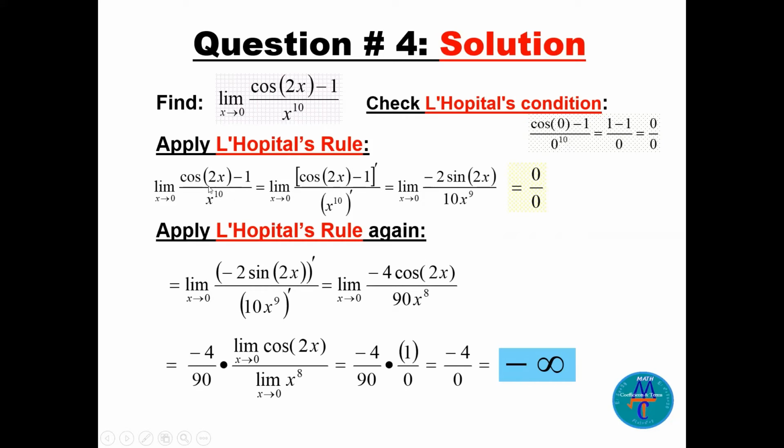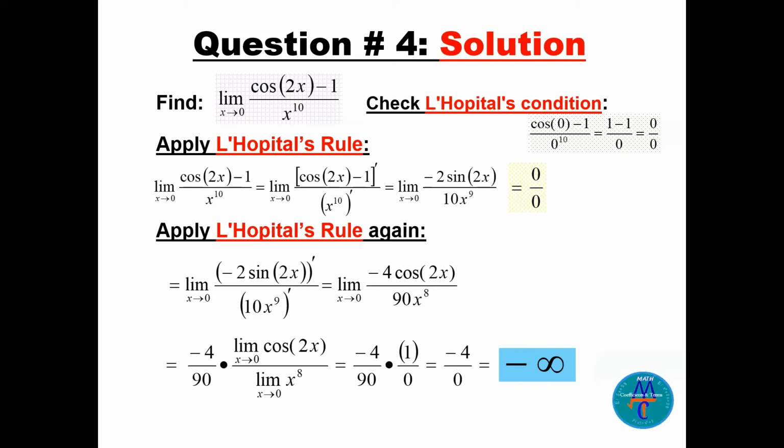So we find the derivative of the cosine of 2x, which is minus 2 sine of 2x, and the derivative of minus 1 is 0. The derivative of x to the power 10 will be 10x to the power 9. Replace x by 0, we get 0 over 0 again. So we can apply L'Hopital's rule for the second time. Let's find the derivative of this. Minus 2 sine of 2x becomes minus 4 cosine of 2x, divided by 90 x to the power 8. Bring 9 down and subtract 1.